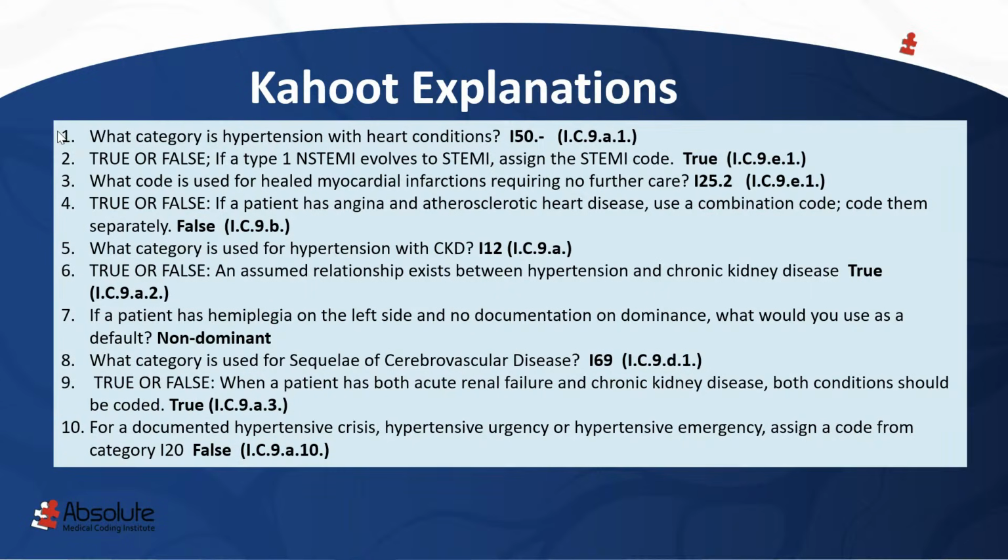If a patient has angina and atherosclerotic heart disease, use a combination code, code them separately. So this is false. It says in this guideline I.C.9.b, if a patient has angina and atherosclerotic heart disease, use a combination code and do not code them separately. So I think I just kind of manipulated the words on that one.